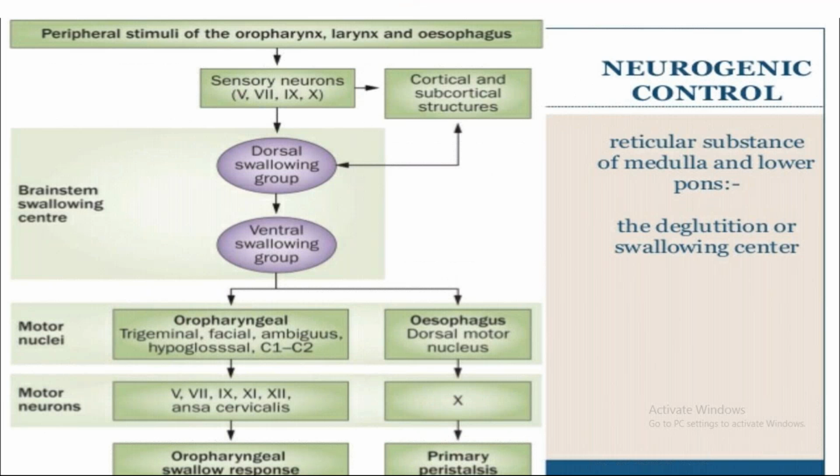After activation of these motor neurons, this phase is activated. Once the motor neurons of the oropharyngeal system get activated, the oropharyngeal swallowing process is carried out. After activation of the 10th cranial nerve, primary peristalsis will start.